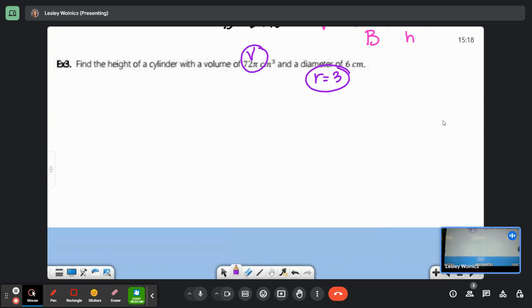Okay, so let's start with the formula. So volume equals big base times height. What's in our big base? Pi. It's the circle, right? R squared, good. And then times height. So can't I just plug in everything I know? All right, let's do it. So the volume is 72 pi. And now I've got pi times my 3 squared times my height. 3 squared is what?